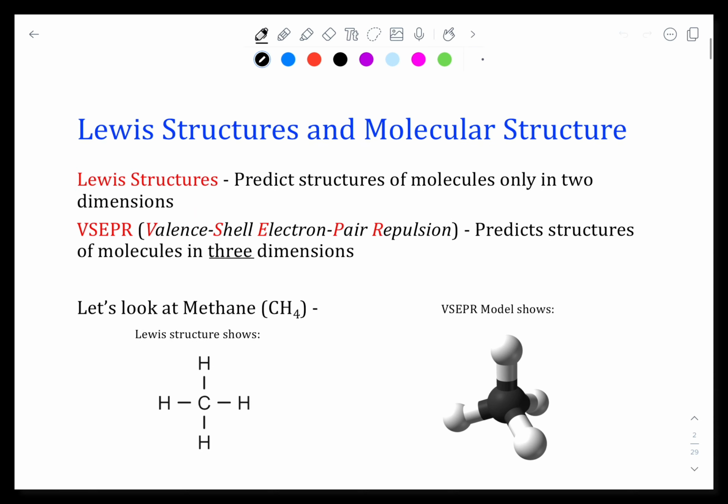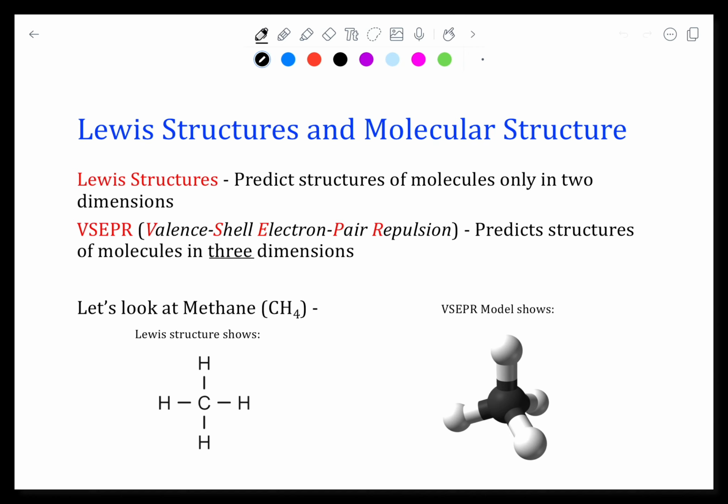Okay, so we've talked about Lewis structures, and our Lewis structures are going to predict the structures of our molecules, but we've only looked at those in 2 dimensions. Now we know that in our natural world, we don't live in 2 dimensions, we live in 3, right? We have multiple dimensions to us. So we have to think about these Lewis structures in a slightly different way. So that brings in our molecular structure, where we think about the VSEPR theory, V-S-E-P-R, valence shell electron pair repulsion. And this theory predicts our structures of molecules in 3 dimensions.